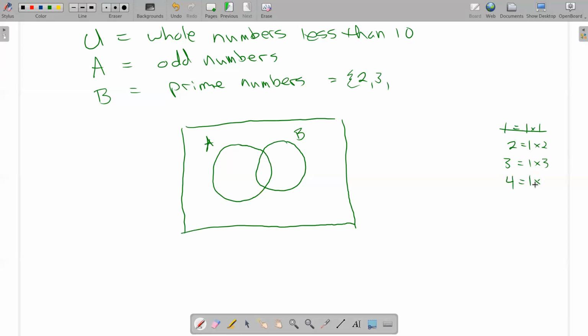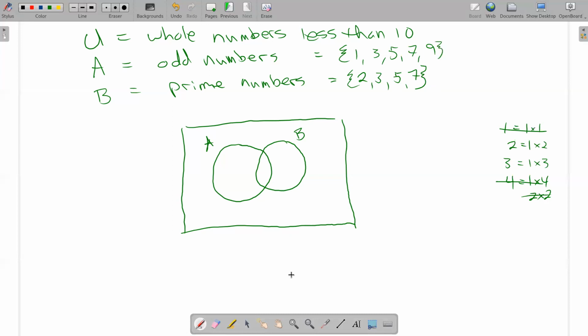4 is 1 times 4 or 2 times 2. So it's got more than 2 factors. So 4 does not get to be in there. 5 gets to be in there. 6 doesn't. 7 gets to be in there. 8 doesn't. And 9 doesn't either because 9 could be 1 times 9 or 3 times 3. So I guess I don't need a comma. Those are my prime numbers in this universe. My odd numbers, remember, were 1, 3, 5, 7, and 9.